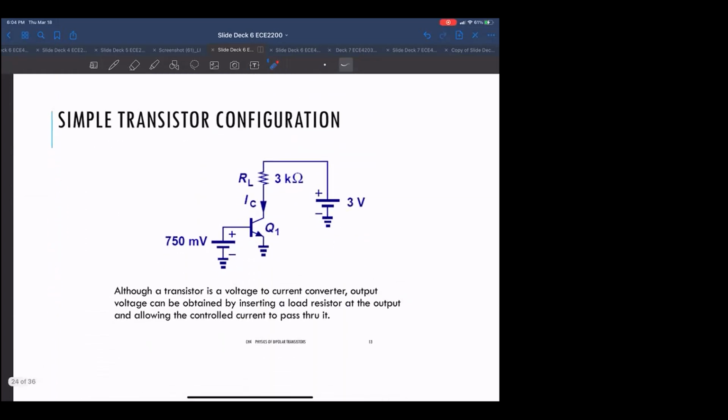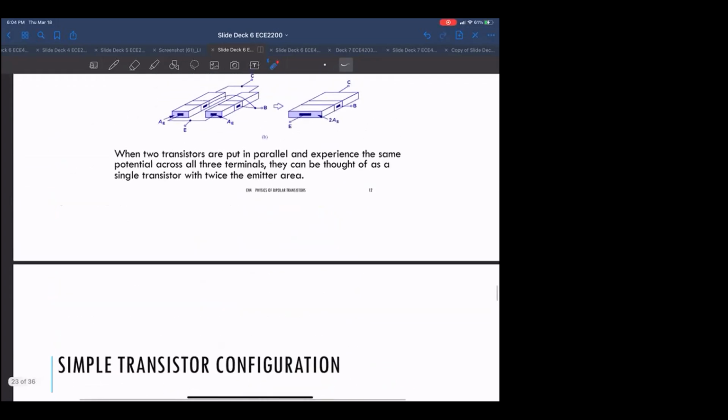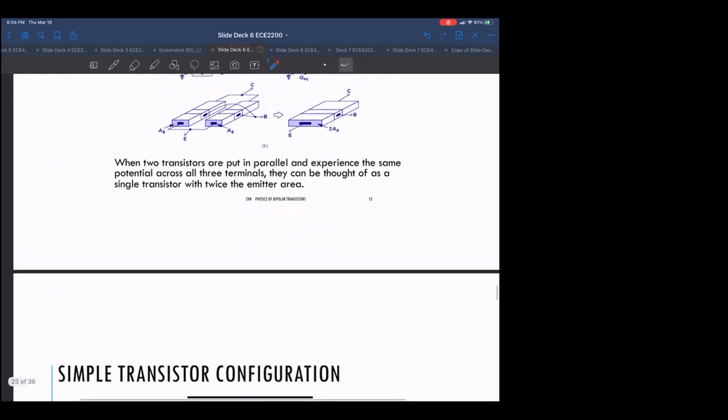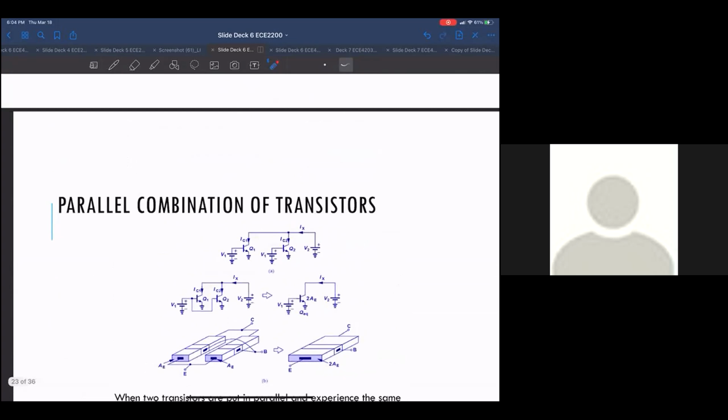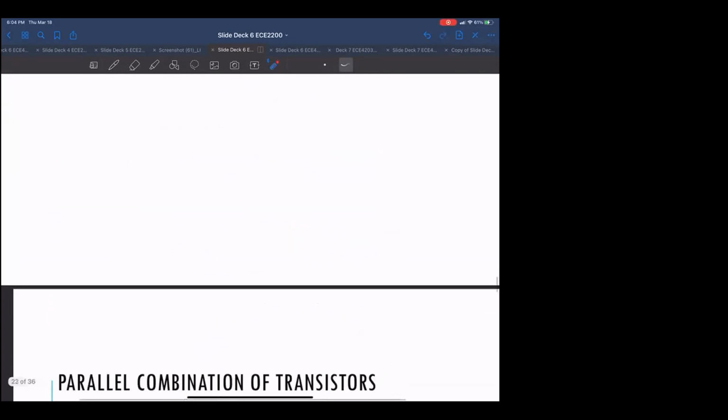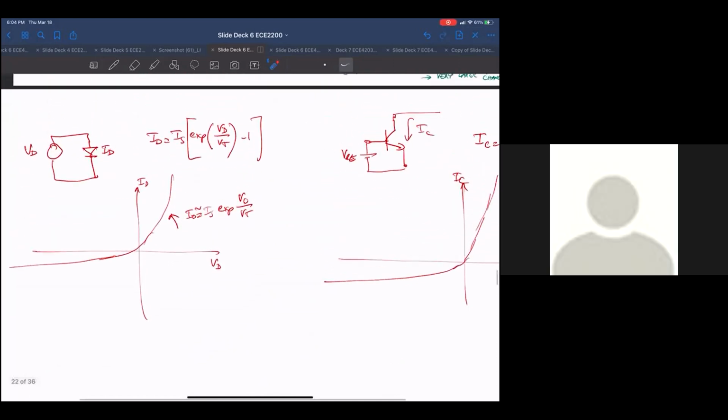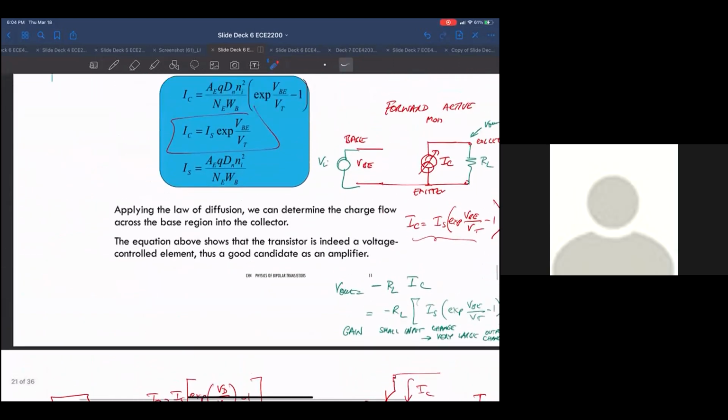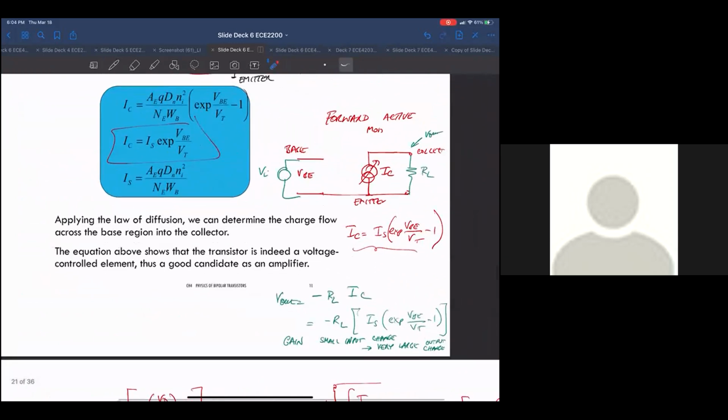Okay, so any questions up to that point? Yeah, just a quick question. I saw that it was negative R L, so that's still higher than what we had as our input.